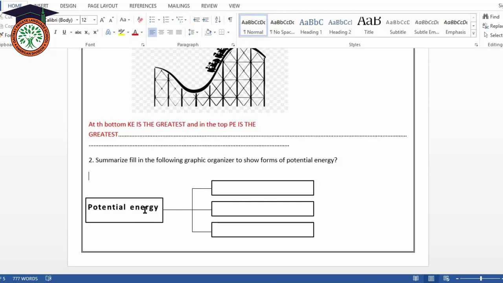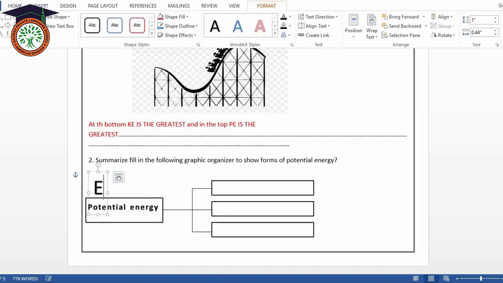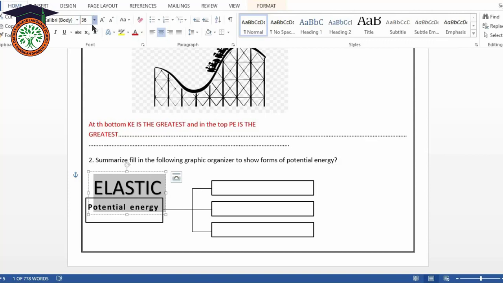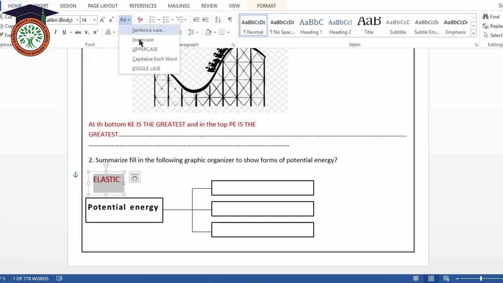Okay, let's see number 2. Summarize the following organizer to show the forms of potential energy. So we know that potential energy has 3 forms. The first one, yes, we're going to write it here. Which kind? Elastic, yes. The second, chemical, and gravitational potential energy. So I will insert one here. So elastic.